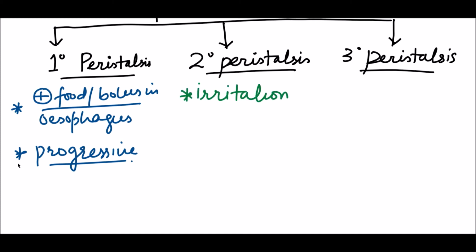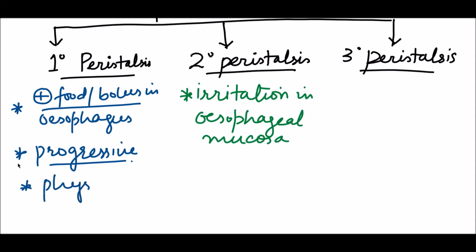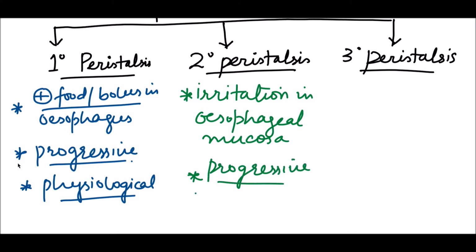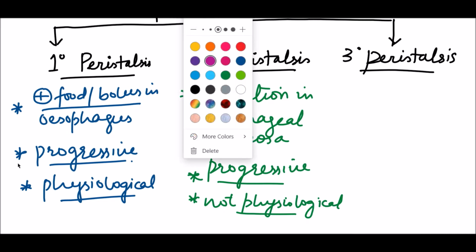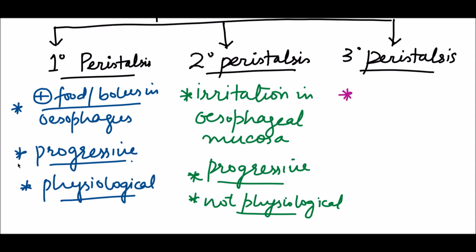Secondary peristalsis, on the other hand, occurs whenever there is irritation of esophageal mucosa. It does not occur by the presence of food or bolus. So primary peristalsis is a physiological process which occurs when we are swallowing the food. And secondary peristalsis is also progressive in nature. That means if this peristalsis occurs, food is going to go towards the stomach, but it is not a physiological process because it occurs due to irritation of mucosa, and irritation does not occur normally.